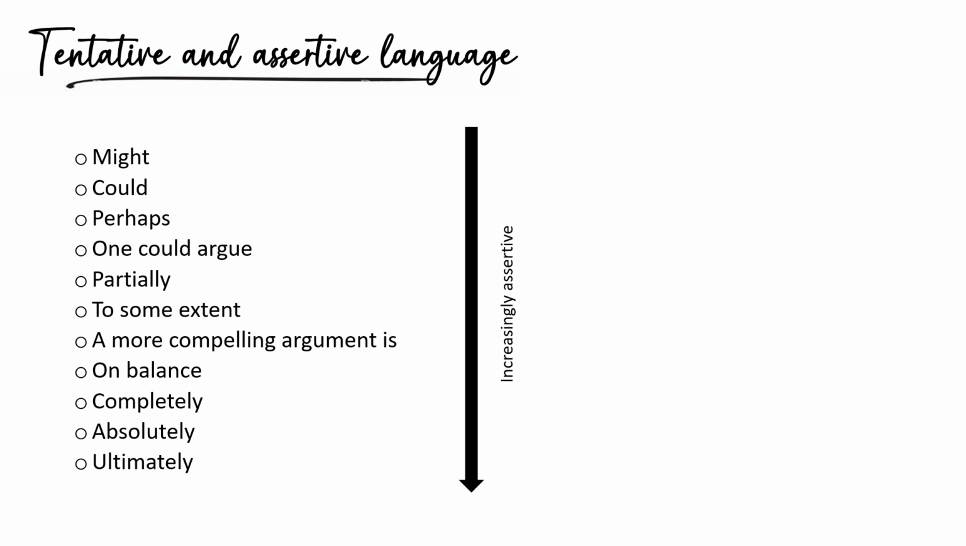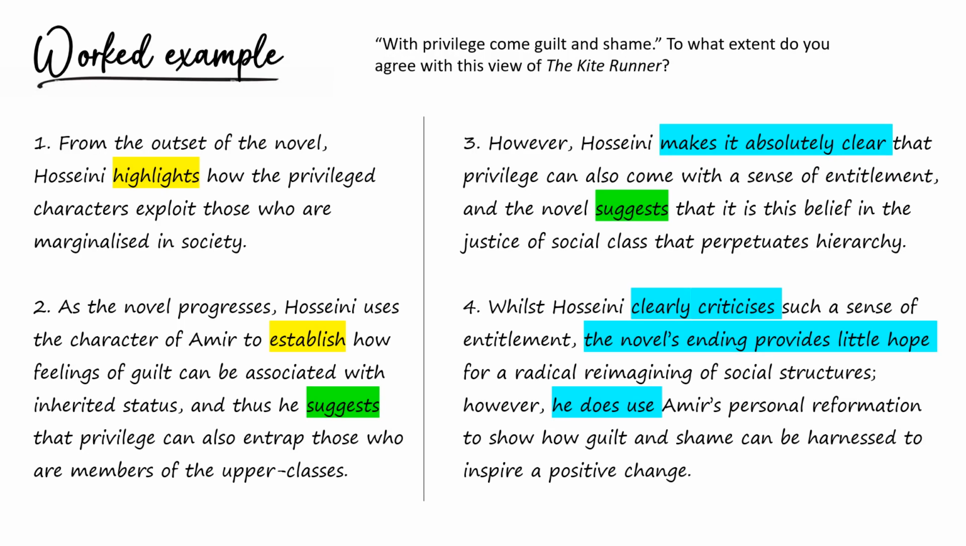So think through the kinds of language that you're using. So in my point sentences here, you can see with those two ideas in yellow that they're quite neutral. So Hosseini highlights, he establishes. And then in the green, I've got that quite tentative language, that idea of suggesting. It's a possibility, right? And then in the blue, you can see towards the end of my essay, I'm getting more assertive. In the blue, I've got that assertive language. Hosseini makes it absolutely clear. He clearly criticizes. So as you're writing your point sentences, you might want to think about balancing your tentative and assertive language as well as you're building up your argument.